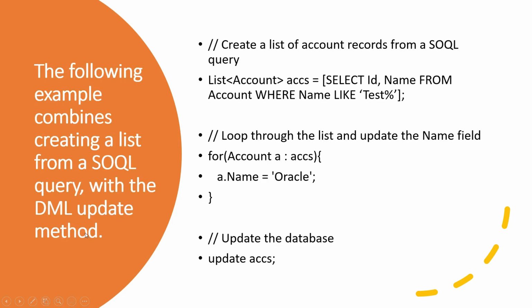The following examples combine creating a list from a SOQL query with the DML update method. So create a list of account records from a SOQL query: select ID, name from account where name like test percentage. So it will query all the accounts where name is like test, and we are storing the result in the list, and the variable name is ACCS. Now we are looping the list and updating the name field. So for account A in ACCS, a.name equals Oracle. Now we want to update the database, so we'll use the DML operation called update on ACCS.